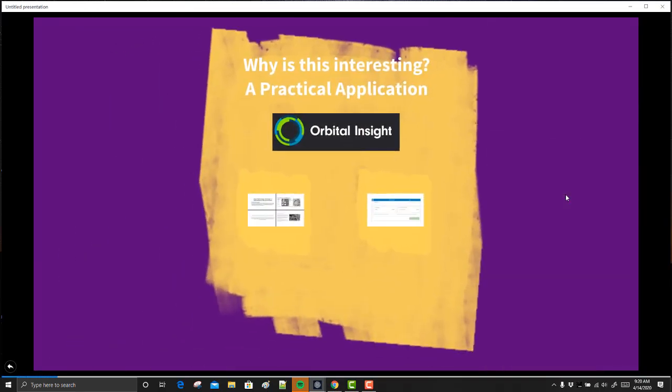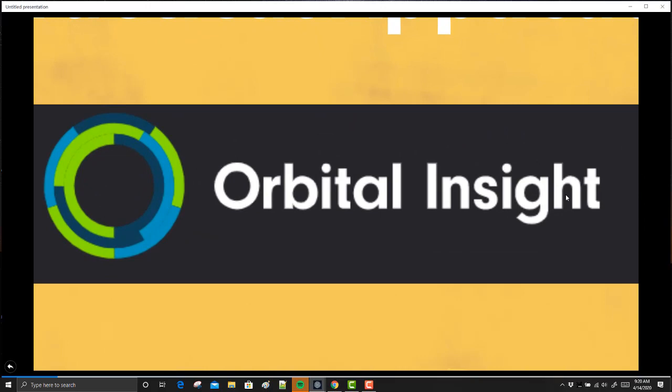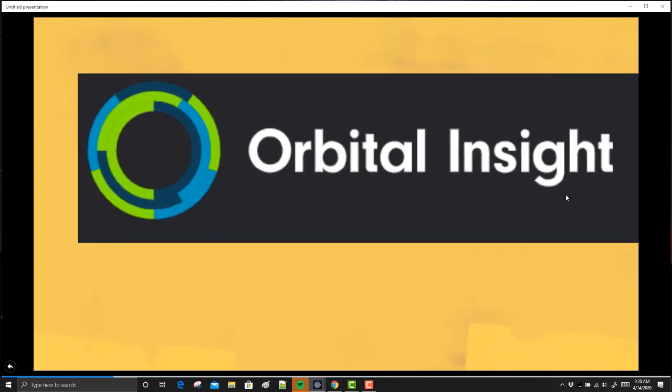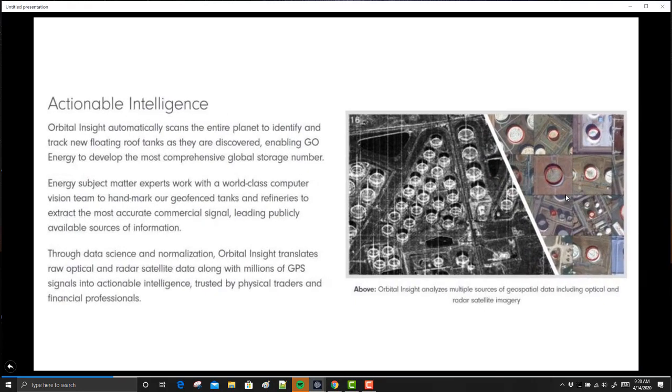Before we dig in, let's take a look at a practical application. Some of you may have heard about a company called Orbital Insight. They've been in the news a lot lately using machine learning on satellite images to track the world's changes due to the COVID-19 pandemic. As we all know, one of the big changes that's been occurring is the increase in global oil supply. As you can see here, Orbital Insight automatically scans the entire planet to identify and track new floating roof tanks as they are discovered, enabling them to develop the most comprehensive global storage number.